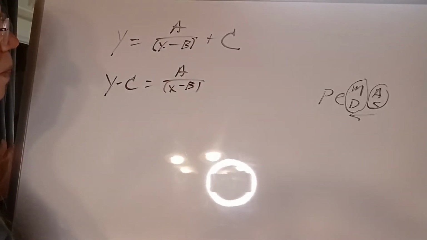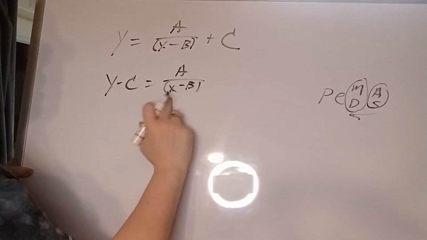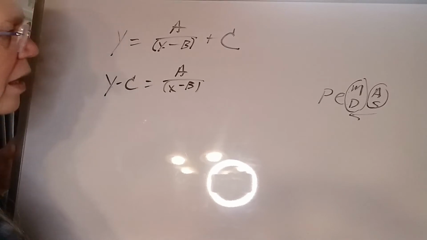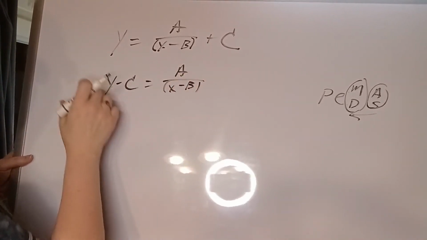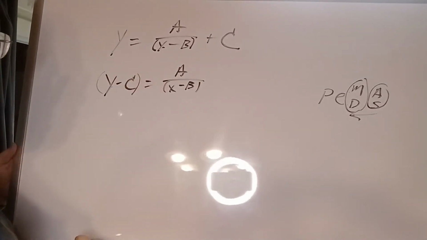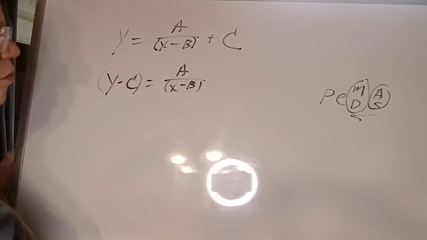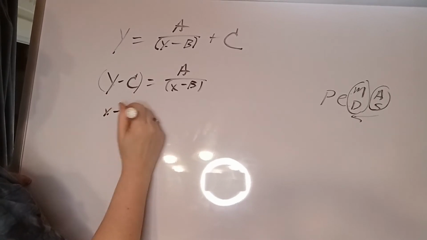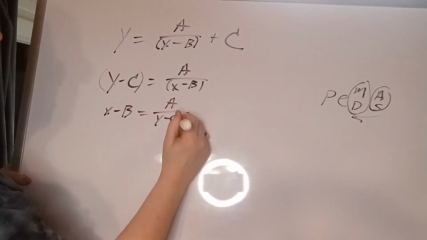Now multiplying and dividing. The quantity x minus b is on the bottom. So we need to multiply by that quantity and then divide by this quantity. Essentially, we're swapping places on these two. So we've got x minus b equals a over (y minus c).